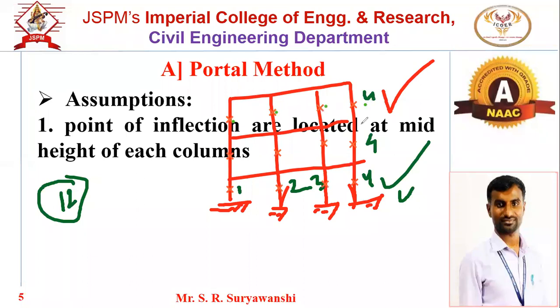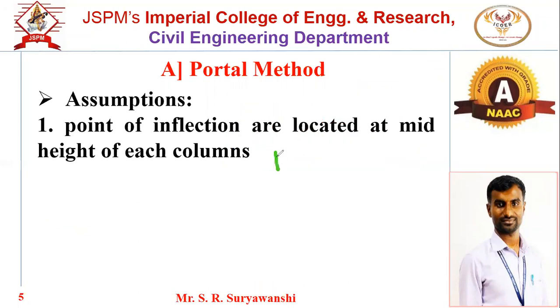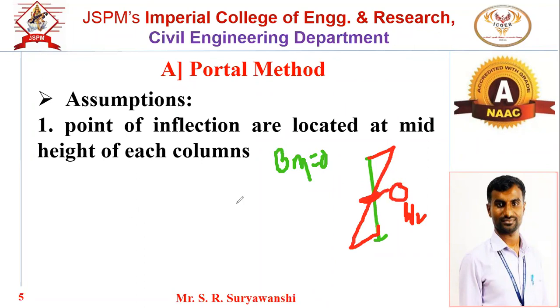So points of inflection are the points where bending moment is zero. So what is a point of inflection? Where bending moment should be zero. Suppose this is the column. So the point of inflection will be at its mid height. Suppose height is h, so at that particular point the height will be h by 2. And if you draw the bending moment diagram, the bending moment at that inflection point has to be zero. Clear?